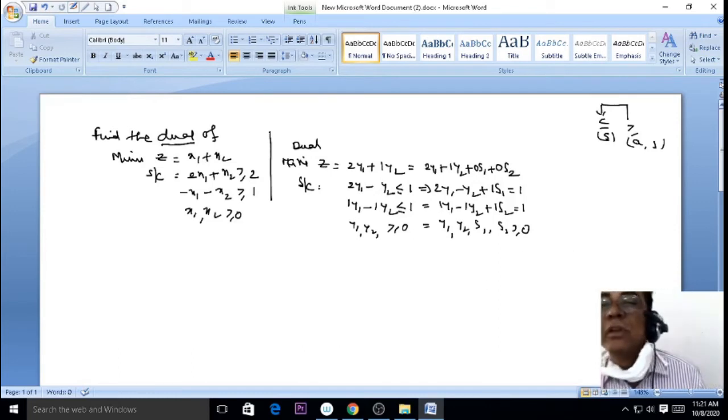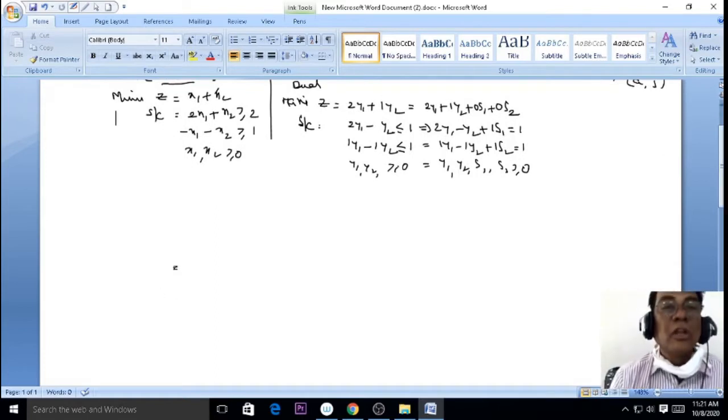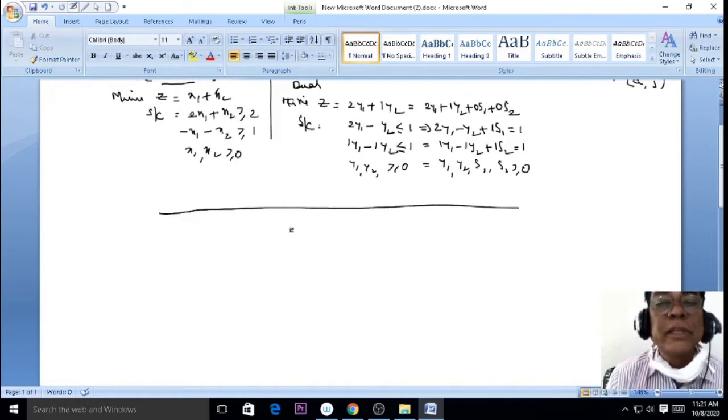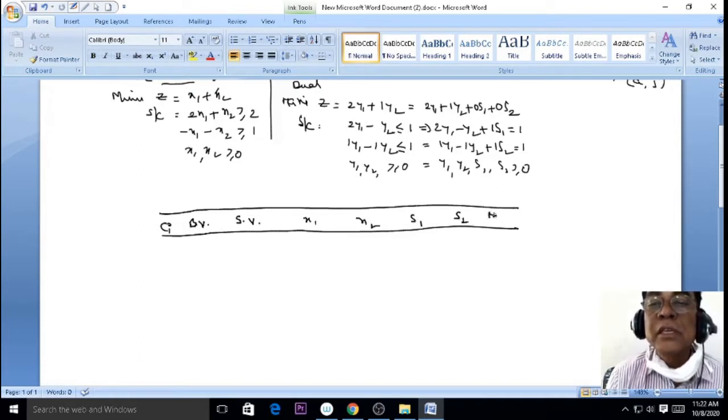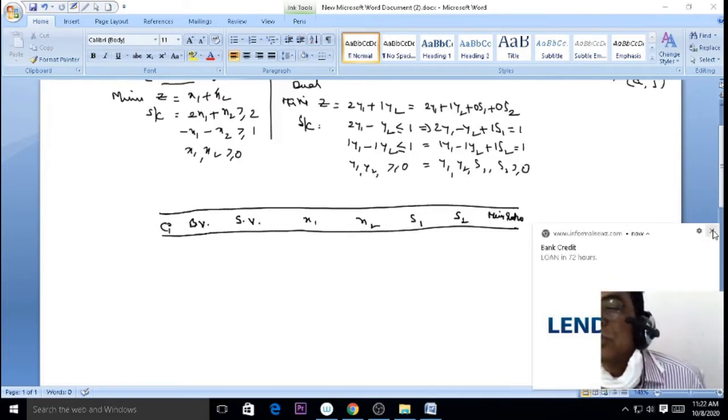Next, solve. Now we are going to solve the problem. Better to introduce these variables into the simplex table. Now how to draw the simplex table here? That is called the simplex table. Same principle as the previous problem. First we write down Ci. BV means basic variable. SV means solution value. X1, X2, S1, S2. The last column is minimum ratio.